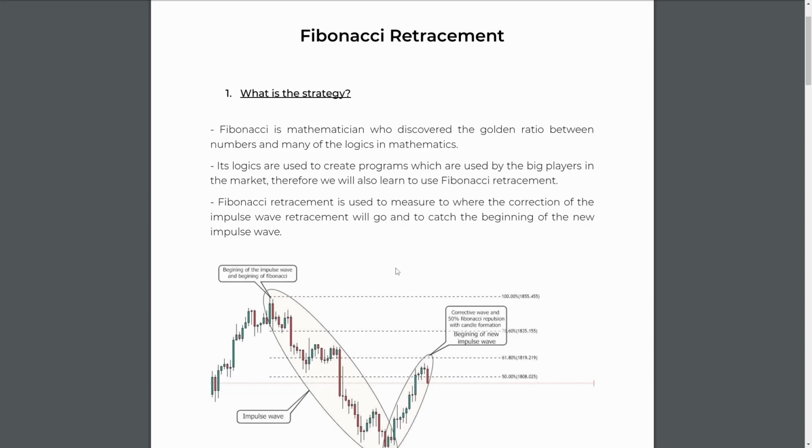What is the strategy? Fibonacci was a mathematician who discovered the golden ratio between numbers, as well as many of the logics in mathematics. Its logics are used to create programs that are used by the big players in the market, so we will also learn to use the Fibonacci retracement. Fibonacci retracement is used to measure how far the correction of the impulse wave will go.